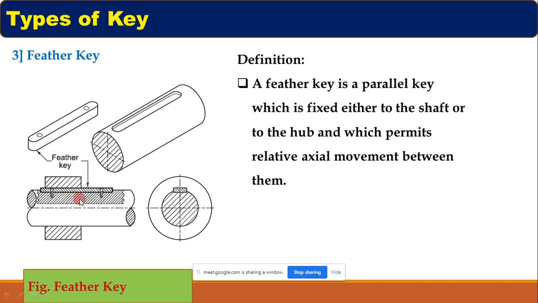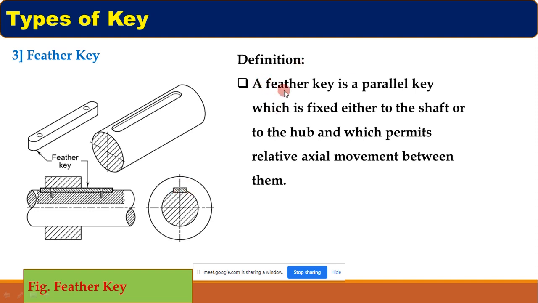Remember that in the previous two cases we have not used screws, we have not fixed the keys to the shaft, but in the feather key we have to fix it with screws. There is a particular reason: we want axial movement of the hub which is mounted on the shaft, that is, movement of the hub along the length of the shaft. You can see the side view of this key. This is the shaft, keyway is present in both the shaft and hub, and this is the cross section of the key.